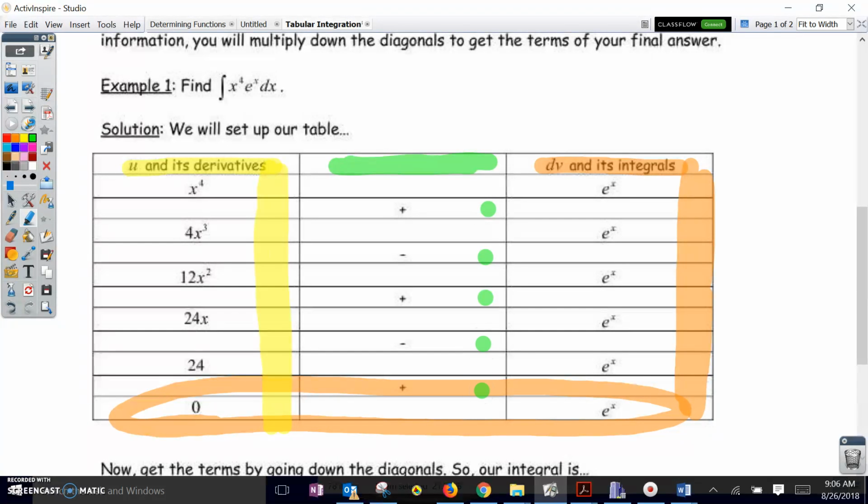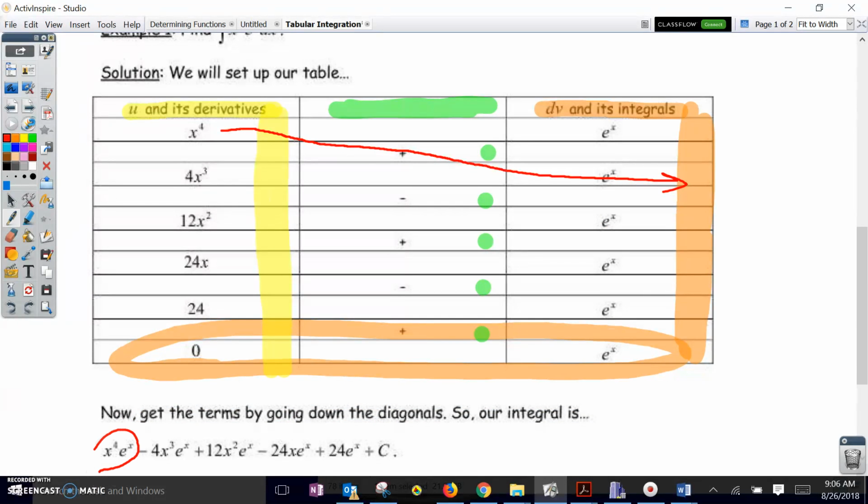And now we're basically done with the process, and all we need to do is understand how to get each term. In order to get each term, we're going to multiply down the diagonals. So we're going to multiply x to the 4th with a plus sign and an e to the x. And that gives us our first term. And then we're going to multiply 4x to the 3rd with a minus sign and an e to the x. And that gives us our second term. And we're going to multiply 12x squared with a plus sign and then e to the x. And that gives us our third term.